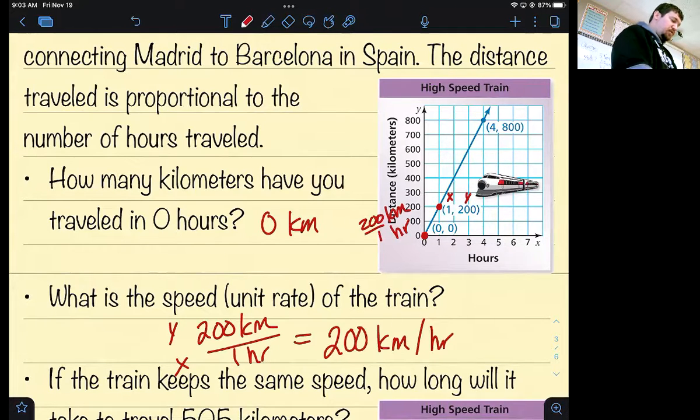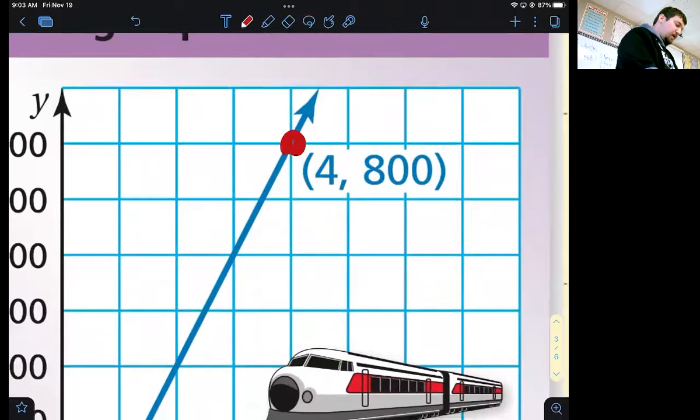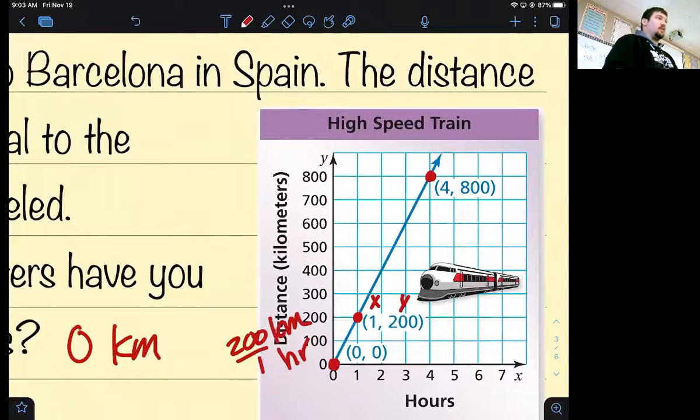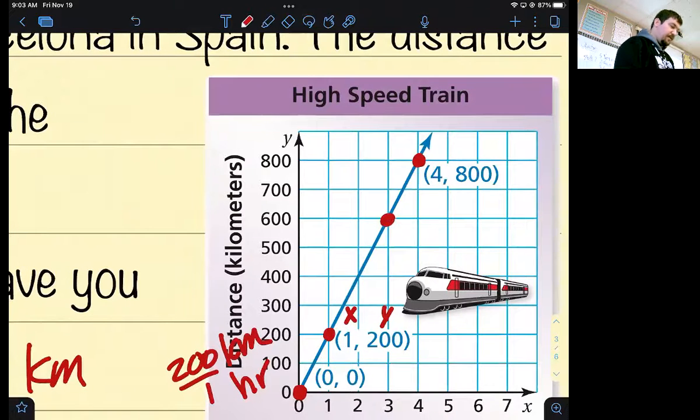What if you would have used this point? Do you think you would have gotten 200 kilometers per hour? Does 800 divided by 4 give you 200 kilometers per hour? Yeah, it does. What if you would have used this point? Does 600 divided by 3 give you 200? Does 400 divided by 2 give you 200? You could use any point on the line, right? Except the one that doesn't give you any information. The origin gives us no information.